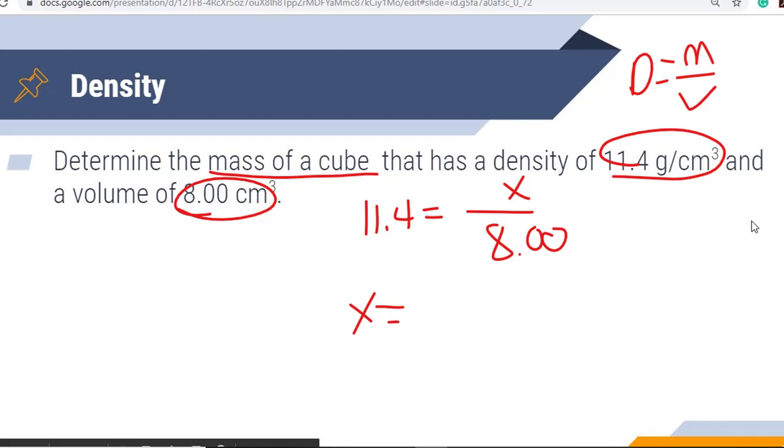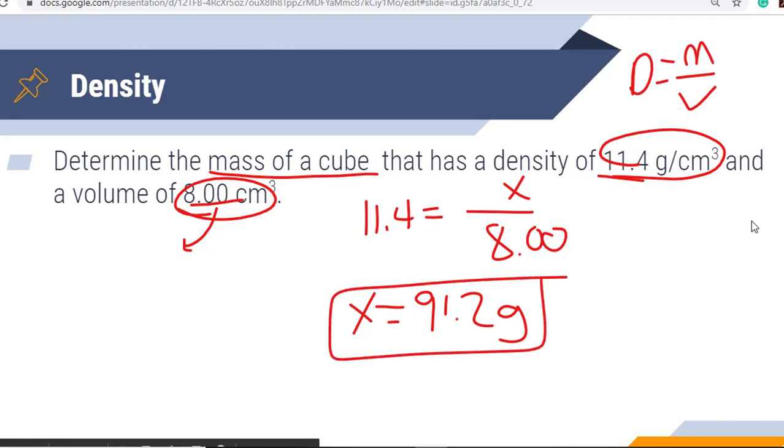Now, our number should have 3 significant figures, right? It is based off of the number that's at least in our problem, and since we're multiplying, we're going to need 3 significant figures, because each of these has 3 sig figs. So that is going to be 91.2, and then since we are looking at mass, your unit is grams. Okay?